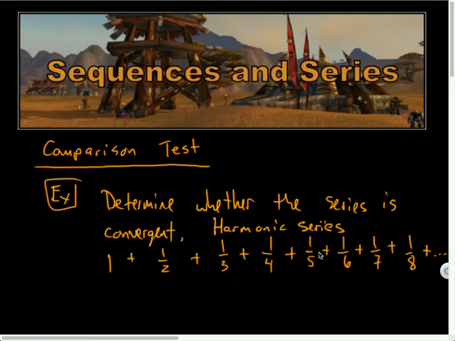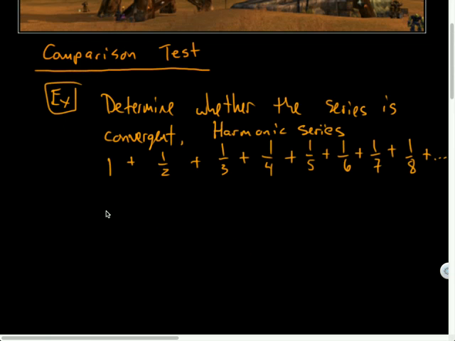Could someone tell me what the a sub nth term on this appears to be? 1 over n. Right, that appears to be 1 over n. And the a sub n plus 1th term would be 1 over n plus 1. So let's just do a quick ratio test, super quick. So limit, I might not even write limit all the time on this.